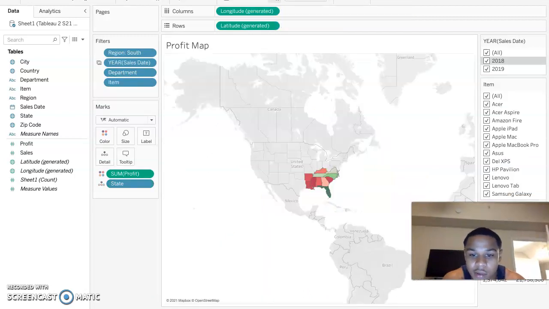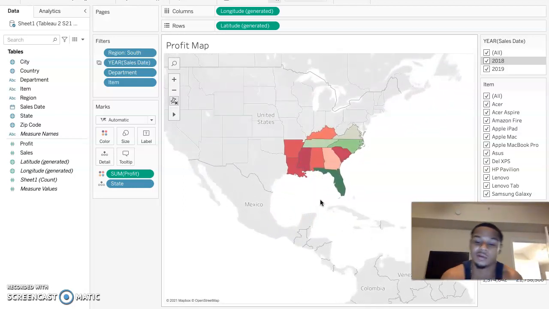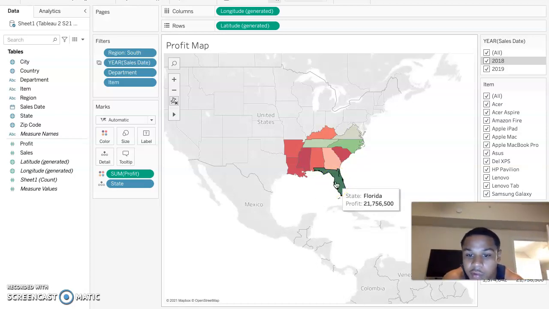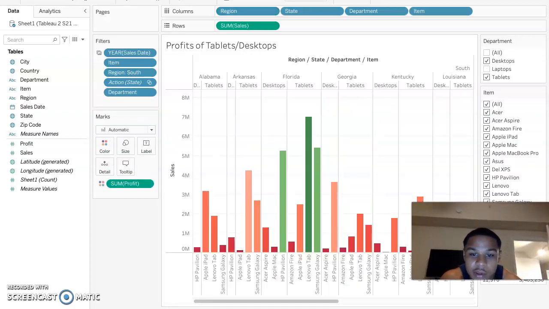In the third worksheet, we looked at a profit map of the southern region, and the reason for this worksheet was because I wanted to see specifically how each state in the southern region was performing. With the map view, you could quickly see the top performers and the bottom performers. So we can see that with the darker green, Florida was the best performer, and with darker red, Mississippi was the worst performer.